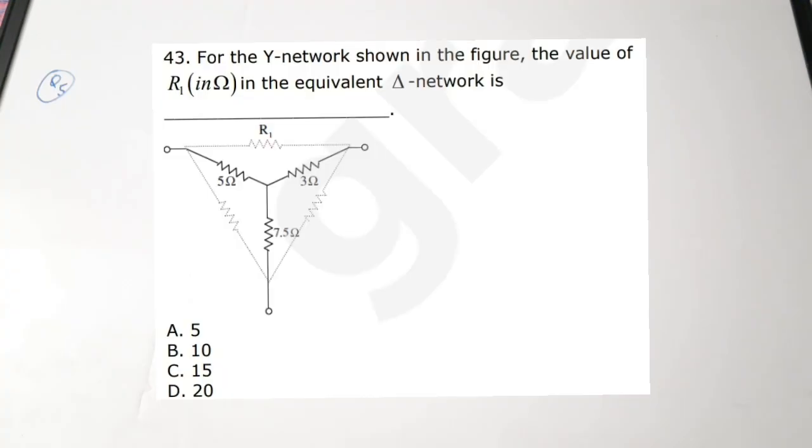Next question is from network analysis. It is Y to delta conversion. Actually, we have done a video on Y to delta conversion. Actually, I think during question paper discussion we have discussed that also. For the Y network shown in figure, you can see the Y network. The value of R1 in the equivalent delta network is dash. Okay, you need to find what is the value of R1. They have also given the delta network in a gray color. You can see it. So how will be the value for R1 in the corresponding delta network?